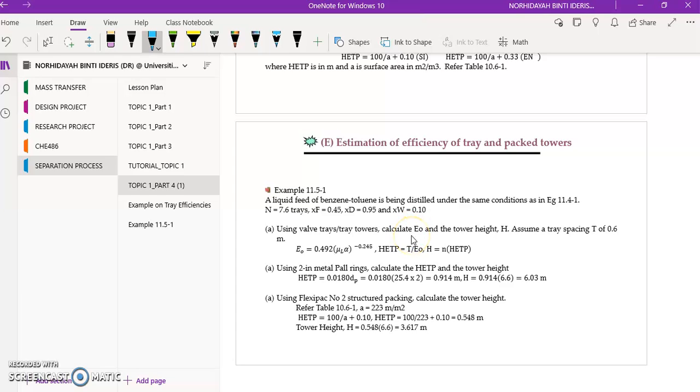Okay, so right now the first question asks you, using the valve tray, or tray tower, calculate the E naught and the tower height, assuming that tray spacing is 0.6. So I write down here the equation that we're going to use to solve this problem. The first one is for the tray tower, that is the equation. We can calculate the E naught from this equation. And since the spacing T is given as 0.6, we can straight away calculate for HETP. Once we calculate for HETP, we can calculate the H by multiplying the HETP and N here, right? So N is 7.6 in our case.